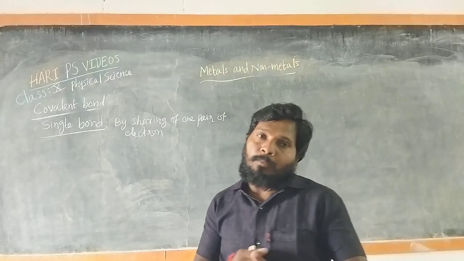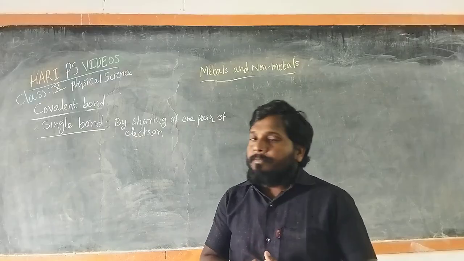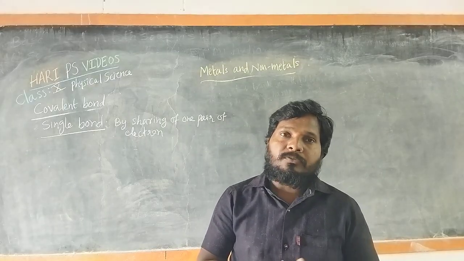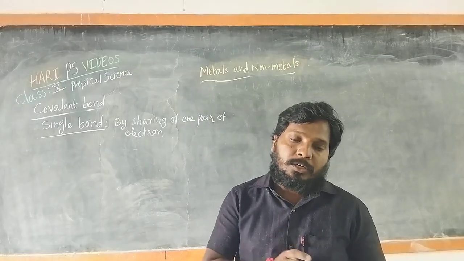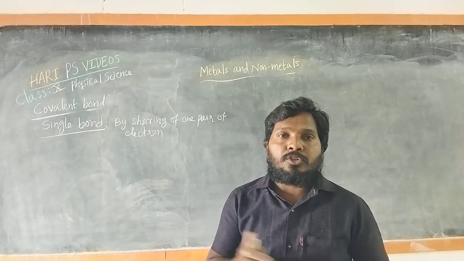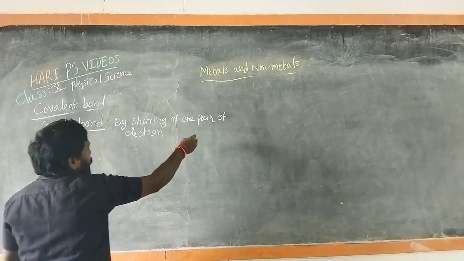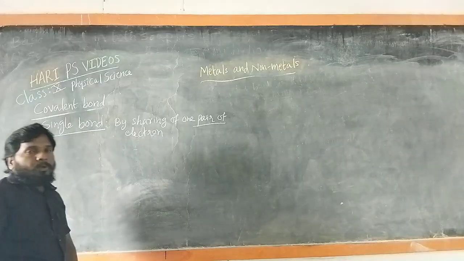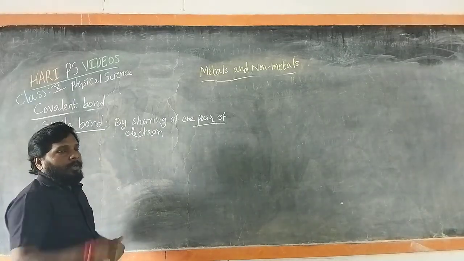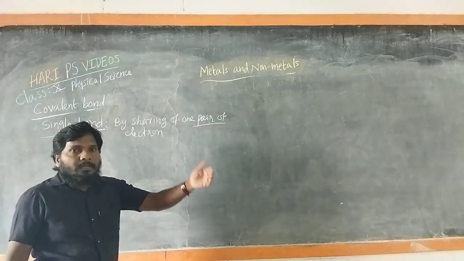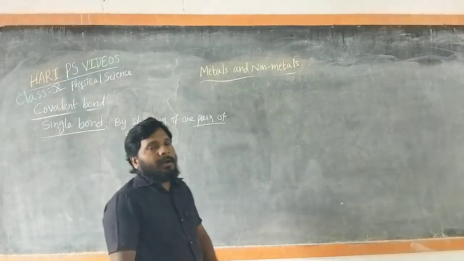A single covalent bond. Instead of single, you can say a single bond. A single covalent bond is formed by the sharing of two electrons between the two atoms, each atom contributing one electron. If two electrons are shared between the two atoms, one atom gives one electron, then another atom gives one electron. So the two electrons are shared by the two atoms.